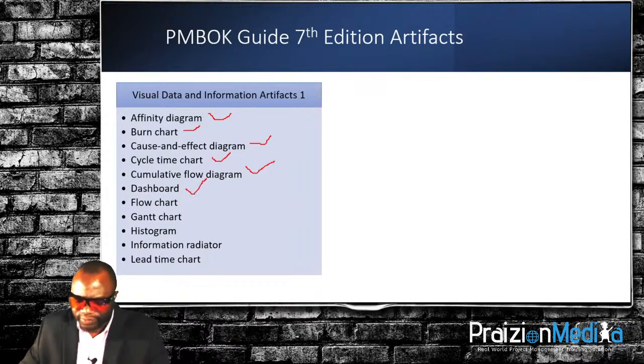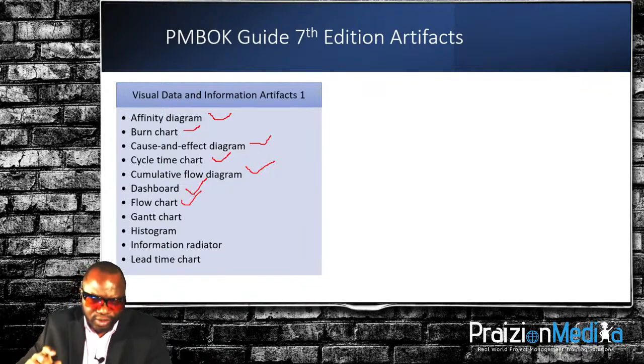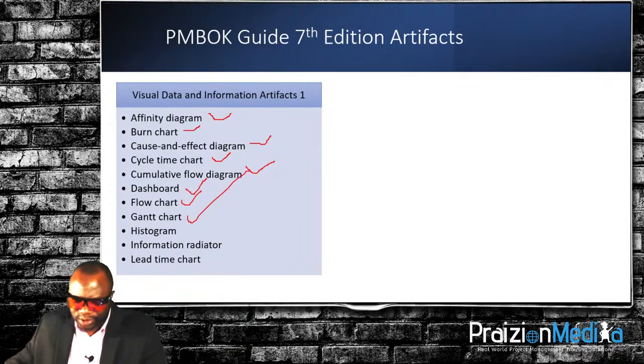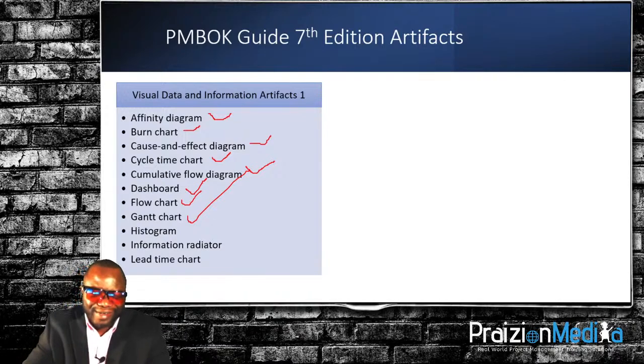Dashboard. This set of charts and graphs shows progress or performance against important measures of the project, and they differ from project to project. A flow chart is a diagram showing inputs, process actions, and outputs. If you really want to optimize a process, make sure you look at the flow chart associated with it. Next one is Gantt chart. This bar chart provides schedule information where activities are listed on the vertical axis, dates are shown on the horizontal axis, and activity durations are shown as horizontal bars. You know, a picture is worth 1,000 words.